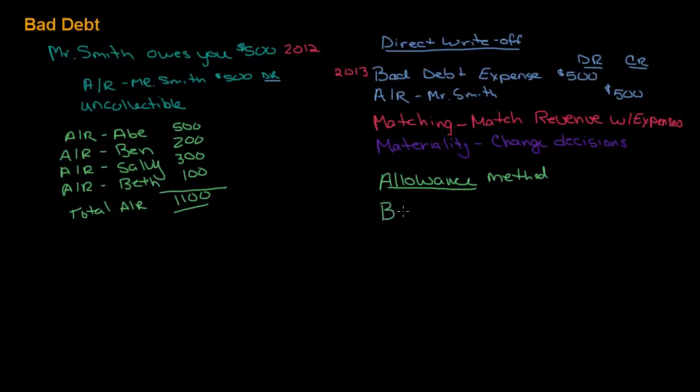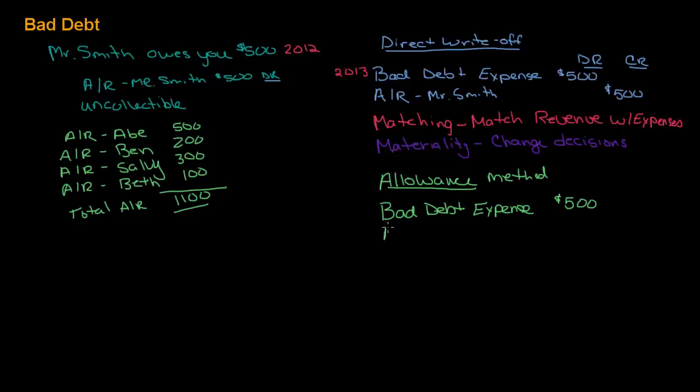We're going to debit bad debt, just like we did before, and we'll say that it's 500. In one of my later videos, I'll show you how to do the calculations, but we'll just say it's $500. Now, because I don't know who's not going to pay me, I can't say AR Abe or AR Ben or AR Sally.